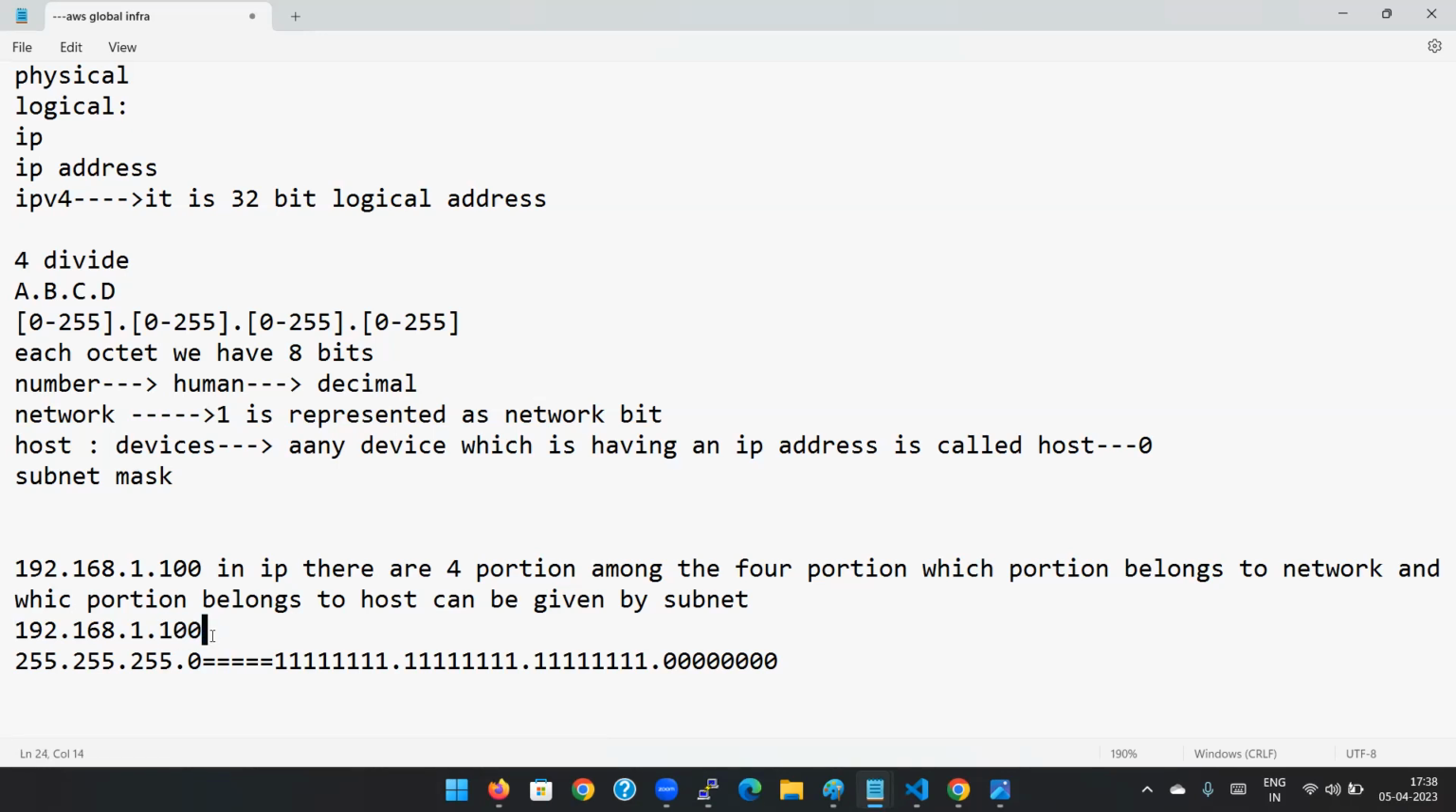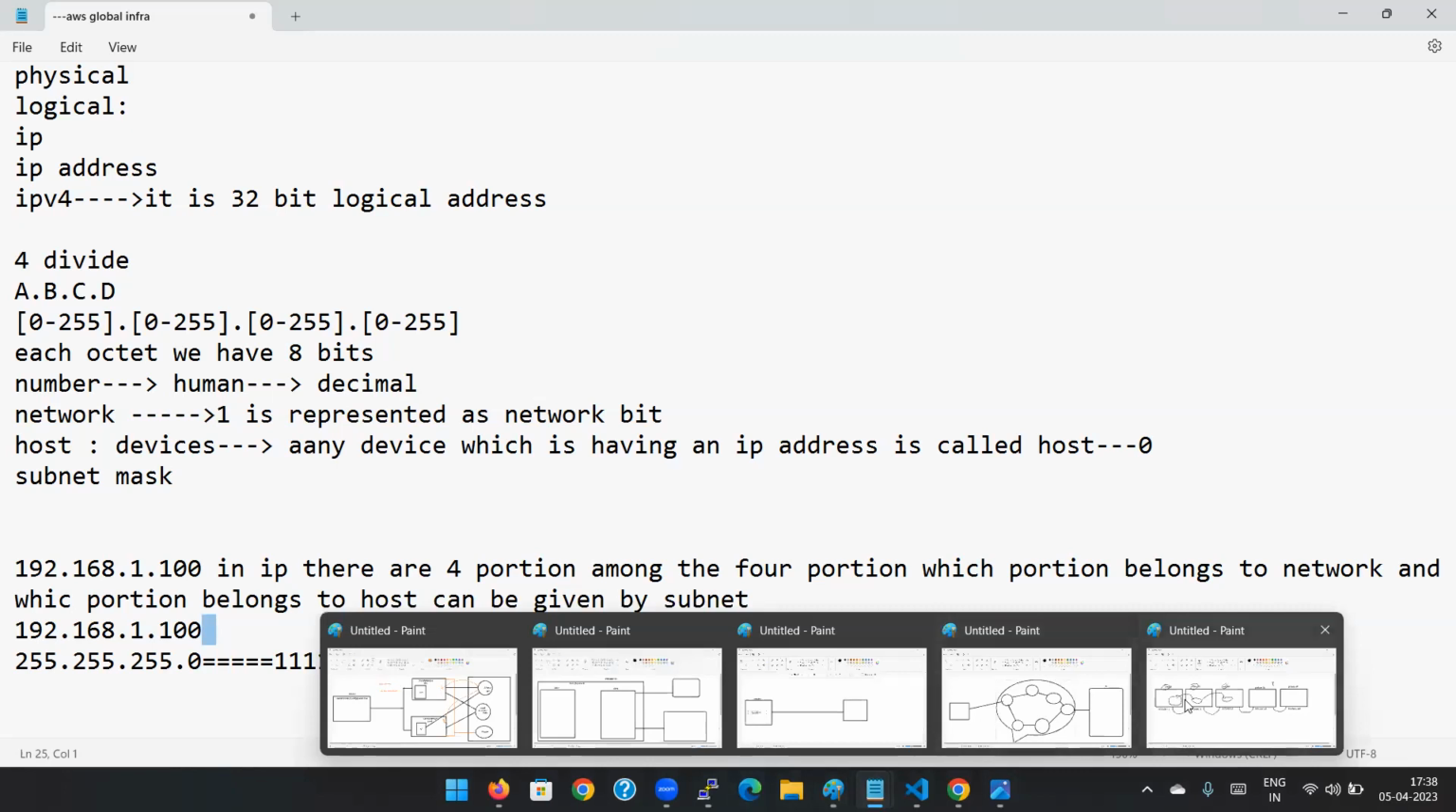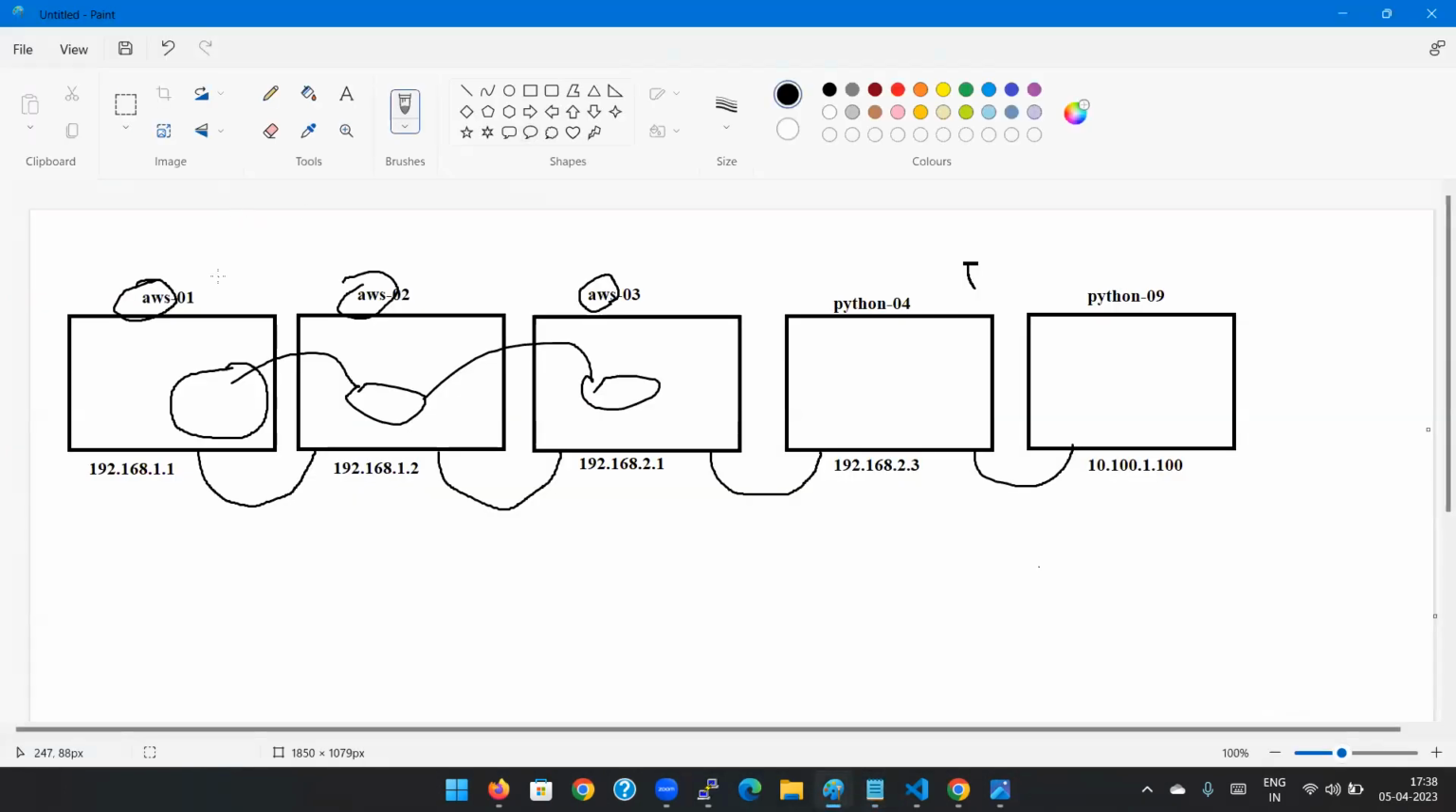This belongs to the device. Whatever number you are seeing here belongs to the device. For example, in this roll number, which is the identification of the student, this 01 is the identification of the student. If anybody from outside comes into my class and asks to meet AWS 05 student, they are identifying the student with the number 05.